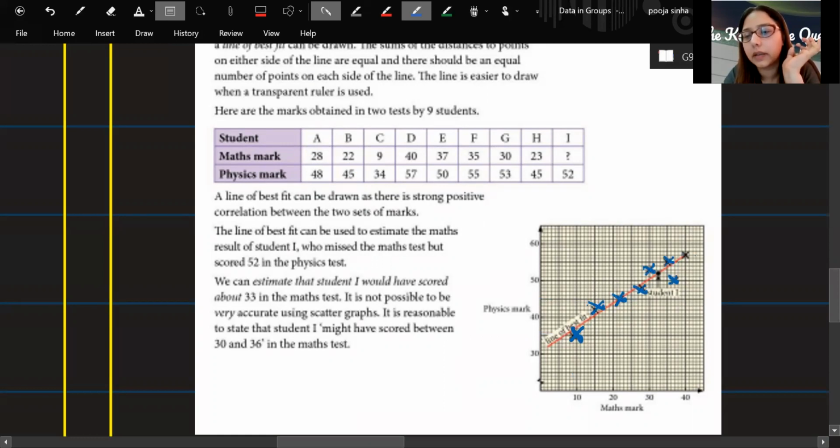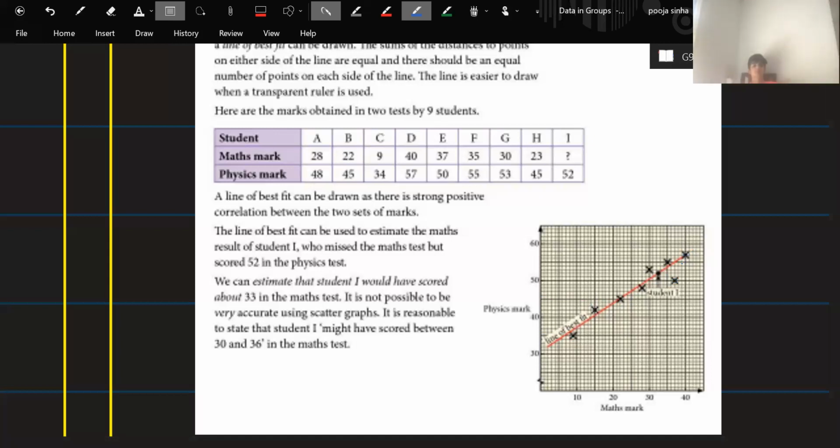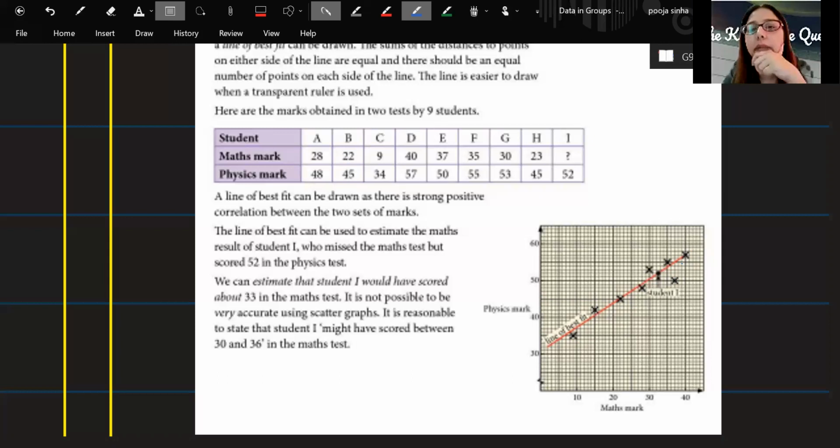After plotting the marks, now we are supposed to make a line of best fit. Before making the line of best fit, what is the correlation that you observe in this? Strong positive correlation. Strong positive correlation. So, Kara, you said sometime back, right?